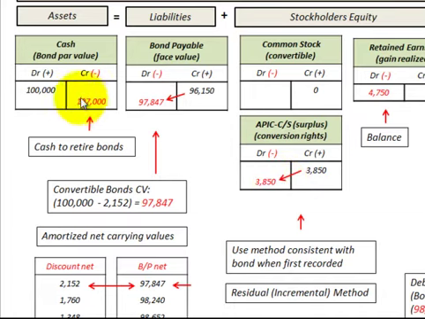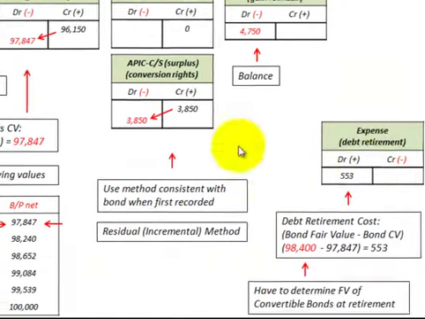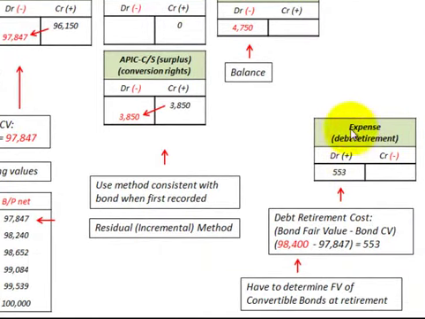And then going up to our cash account, we'd decrease that by the amount that we paid to our bondholders to retire those bonds, and that was $107,000. Now we'd also go down here and record a debt retirement cost, an expense, which is part of net income on the income statement. And that again is based on the bond's fair value. We'd have to determine the fair value of those bonds at the retirement date, and then we would subtract the bond's carrying value to determine that expense for the debt retirement of those bonds.